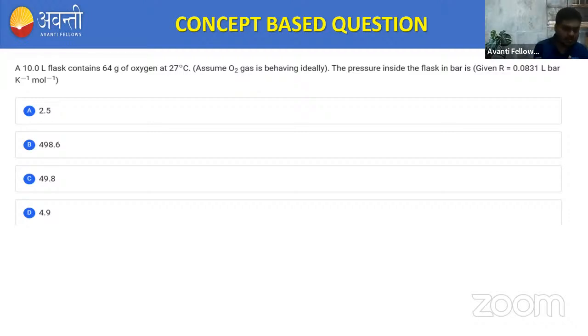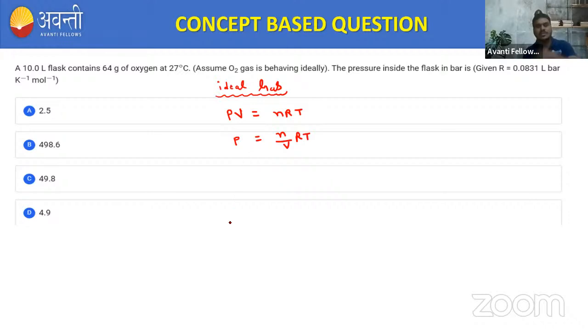This is something you also need to remember, right? So let me solve this question. Basically, we have to calculate the pressure inside the flask in bar, right? So we know that for the ideal gas, PV is equal to nRT. What is P? So this P is equal to n upon V RT. Okay? So P is equal to n upon V RT.